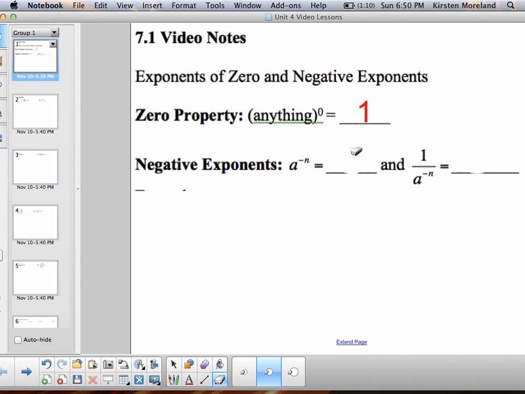If the negative exponent's on top, that means you switch it to the bottom, so you get 1 over a to the n. If the negative exponent's on the bottom, meaning it's in the denominator, that means you put it to the top, so you should just get a to the n. So now we're going to move on to a few examples.